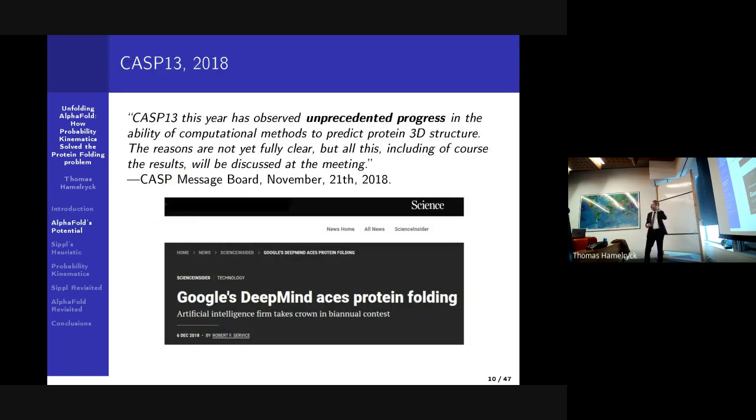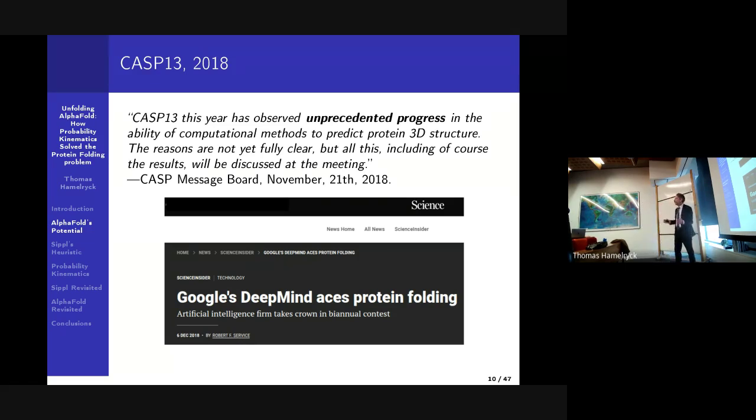But I want to take you back to AlphaFold 1. I want to take you back to 2018. We are at CASP 13, the CASP before the problem was declared solved, and we have another dramatic message from the CASP people. This time it was not a press release, but it appeared on their message board. They said, CASP 13 this year has observed unprecedented progress in the ability of computational methods to predict protein 3D structure. The reasons are not yet fully clear at this time, but all this, including, of course, the results, will be discussed at the meeting.